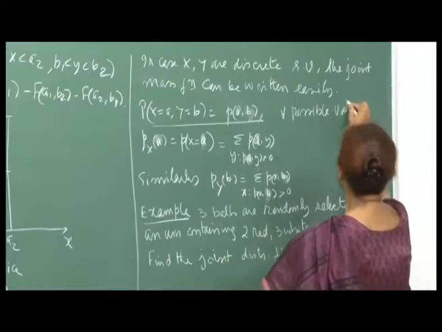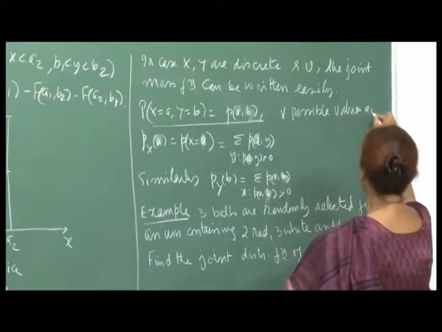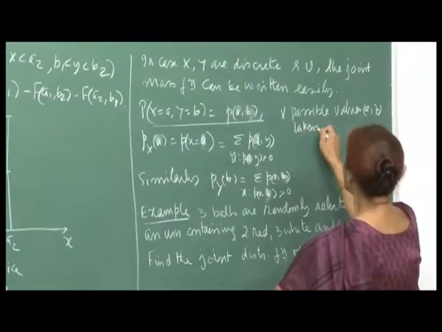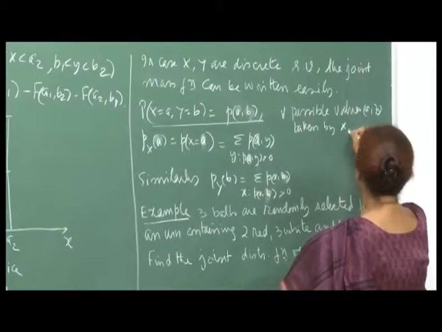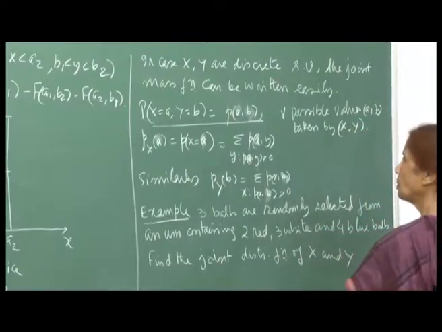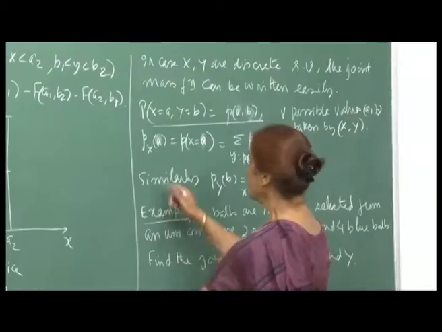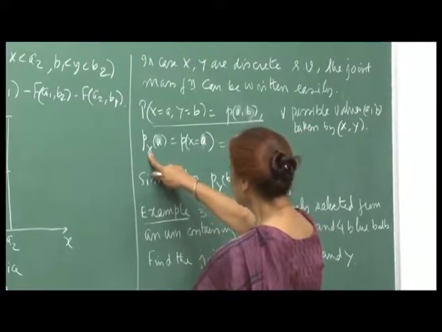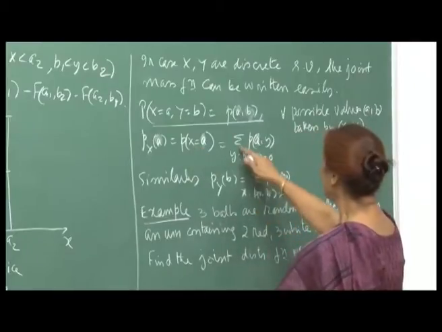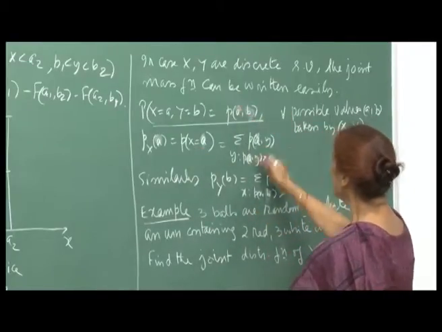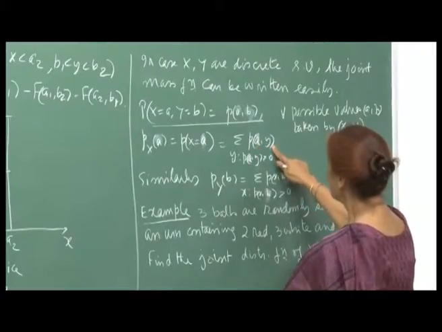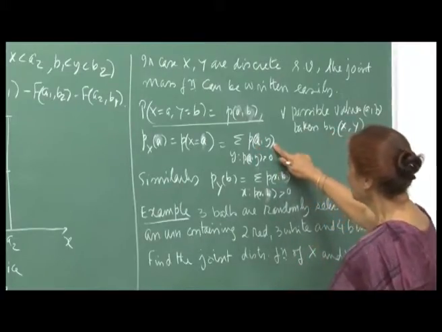and this for all possible values of the pairs (a, b) taken by (x, y). Okay. And then we can also compute the marginal probability mass function of x, which will be simply probability x equal to a, and this will be summing these probabilities over. So, fix x at a, and then you are summing over all possible values of y.